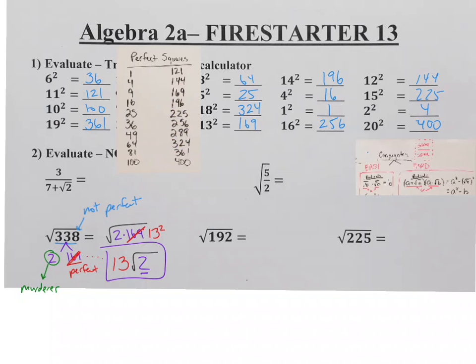The next one, 192. 192, not on the list. So I start finding a number that goes into 192. 169 doesn't, 144 doesn't, 121 doesn't, 100 doesn't, 81 doesn't, 64 does. So 64 times 3 is 192.